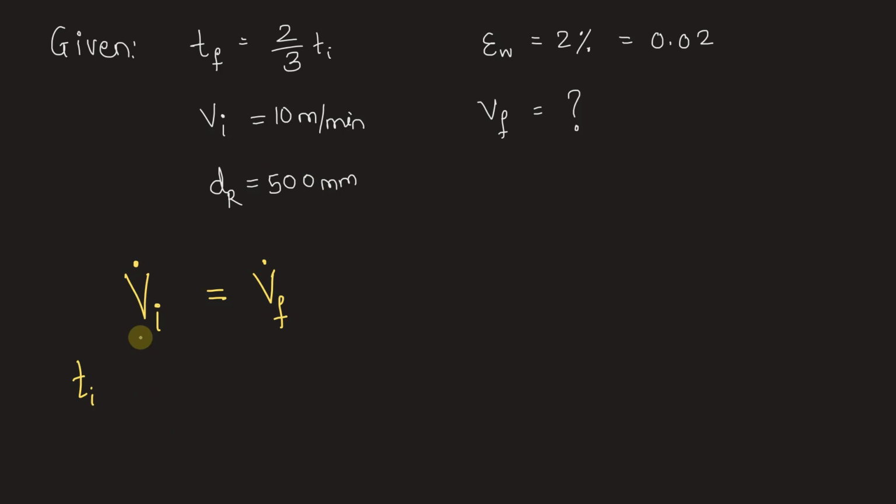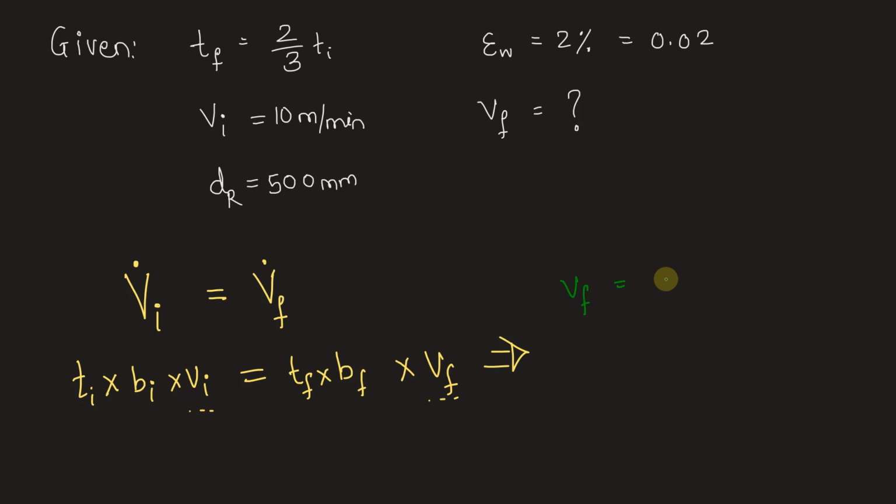Let's substitute. Initial volume change can be written as thickness Ti into the width, let that be Bi, into the velocity Vi, because we are considering the rate of change of volume, we are taking velocity Vi. This will be equal to the final volume change, V dot, which is Tf into Bf into Vf. We have to find Vf. So rearranging this, we get Vf is equal to Ti Bi Vi divided by Tf into Bf.